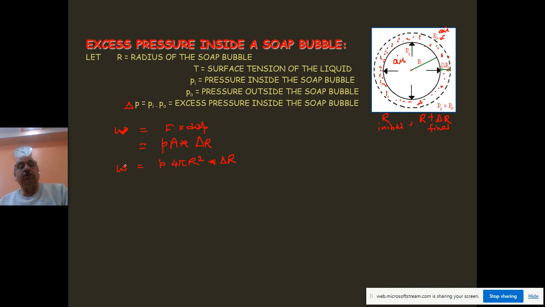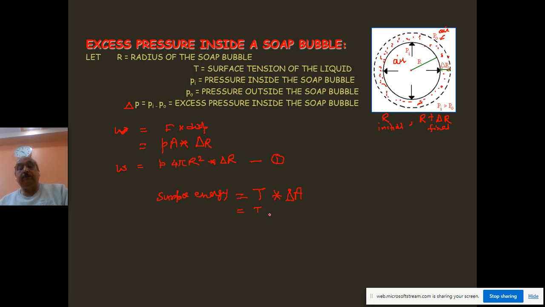This work done is stored in the form of potential energy, and we know the potential energy is surface energy, and surface energy is equal to surface tension into change in area. Now our motto is to find out the surface energy first. The surface tension is T.